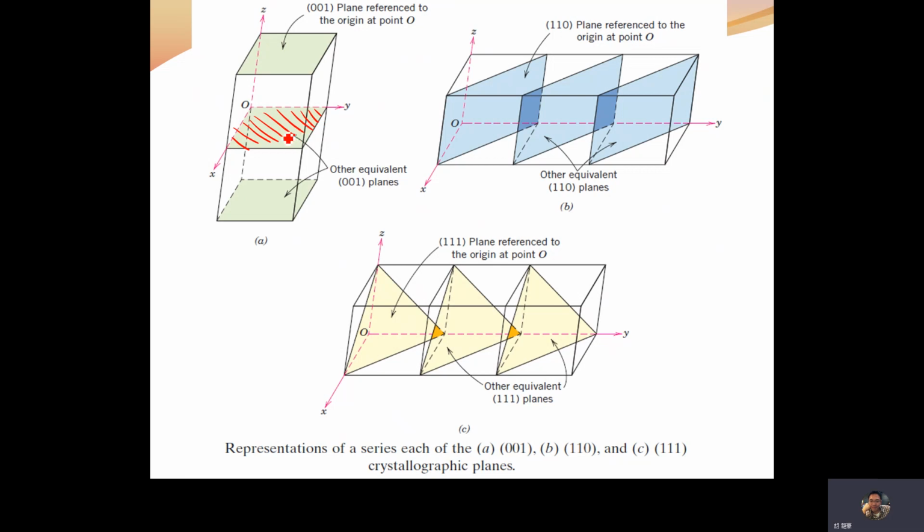In the previous slides, we just found the direction, this direction or this direction or this direction. And now we're going to figure out the specific plane in a unit cell. Therefore, what's this plane in this unit cell? First, this plane already passes through the origin. Therefore, the origin has to be moved to the adjacent unit cell. Therefore, this origin has to move to here. Okay. So this is the coordinate system.